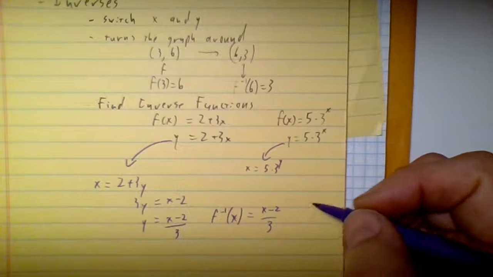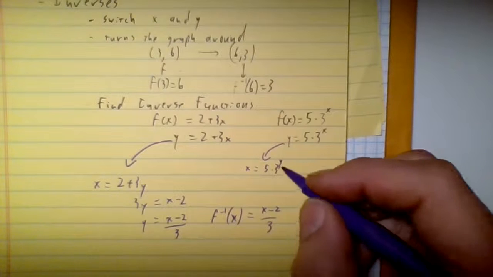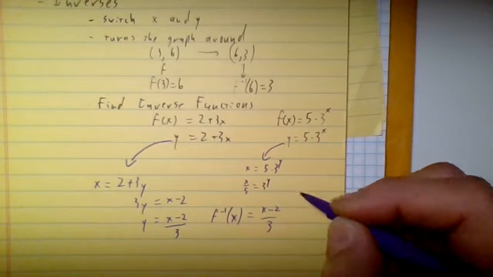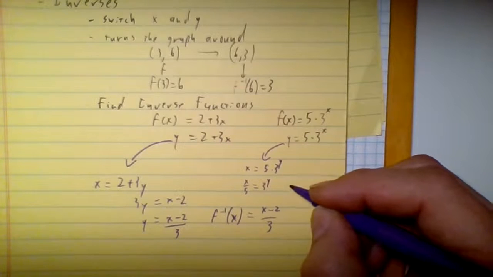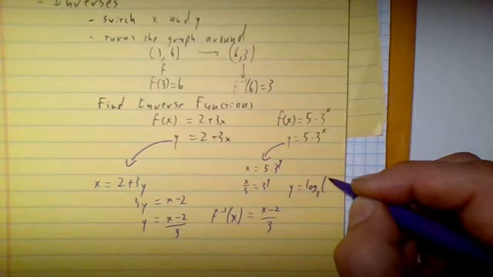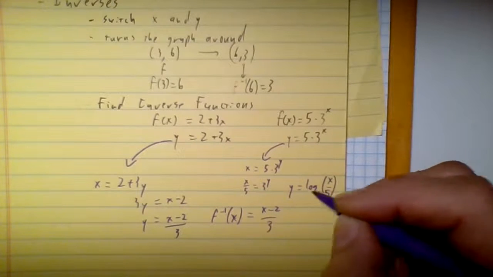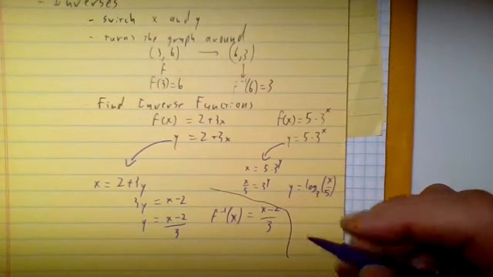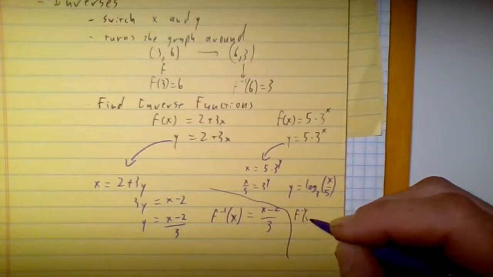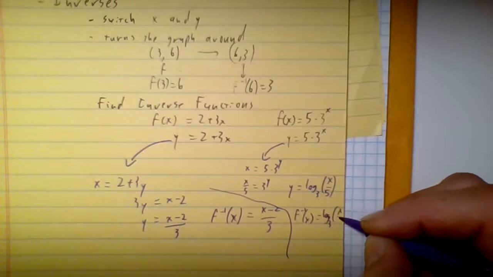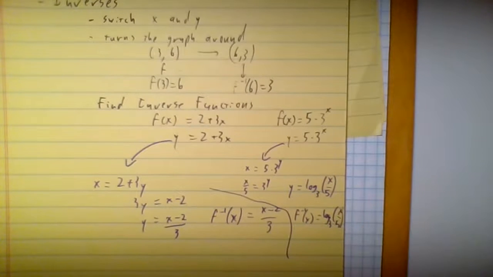Getting y by itself like this is going to require switching over to log form. So we can divide by 5, x divided by 5 equals 3 to the y. And then writing that in log form, base is 3, the input becomes x over 5, and the output becomes the y over there. So that is my inverse function for that one. That would be a log base 3 of x over 5.